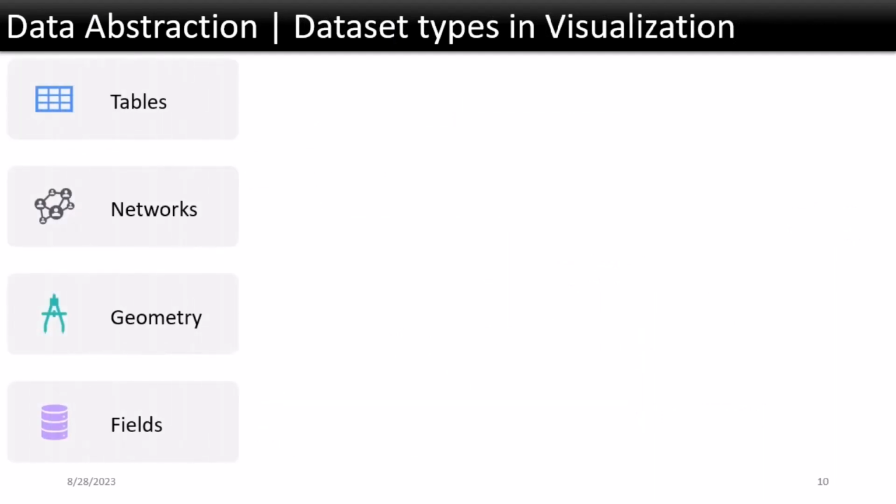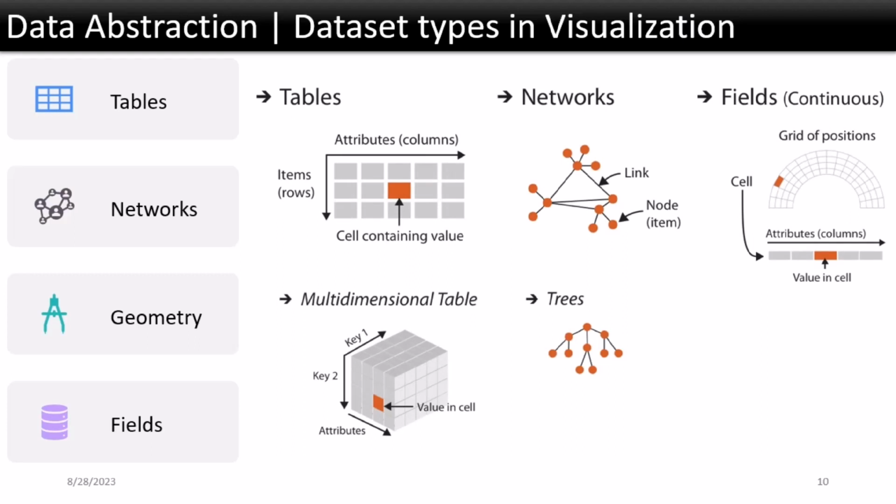Data set types in visualization. Normally, the data set types in visualization are five, but we will see only four: tables, networks, geometry, and fields. The last type would be clusters. The table form of information we have commonly seen. It's in Excel sheets, rows, columns, attributes, and items. And if there are a large number of sheets, then we will call it a multidimensional table. Networks is all about graph theory, nodes and links, interconnected with each other.